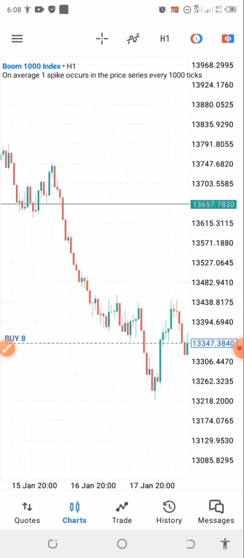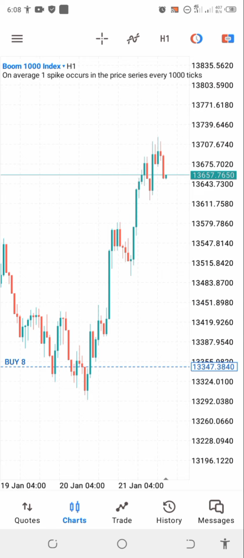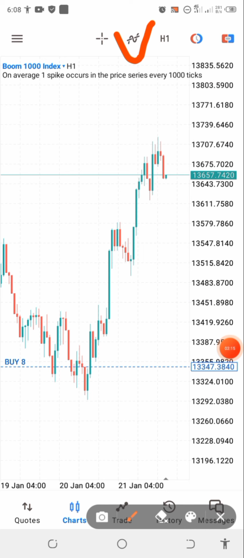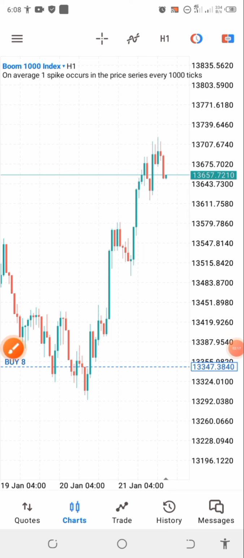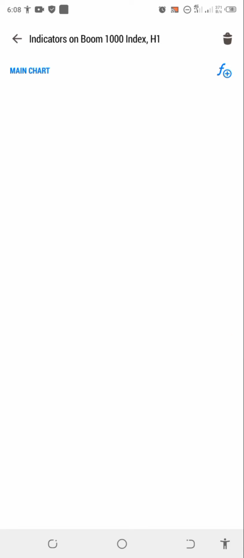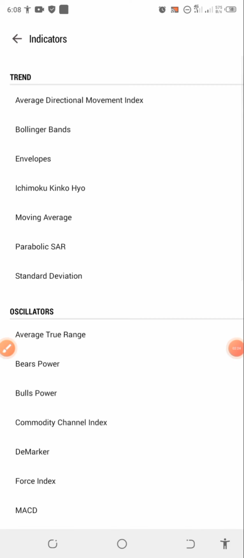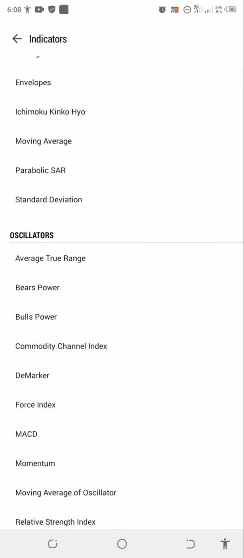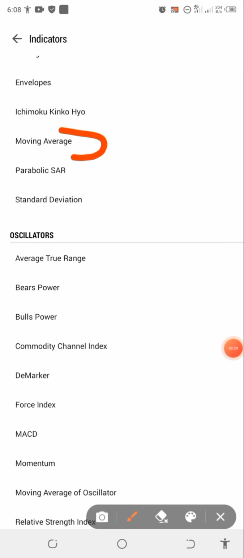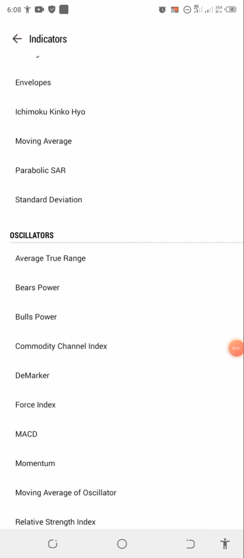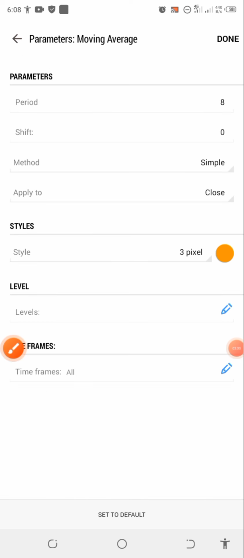So you can see I have a clean chart right here. Just go to this icon right here if you want to add an indicator. I click on it, then click on the F plus, which you can see right here. Then search for the moving average. This is the moving average. Search for the moving average, then click on it.